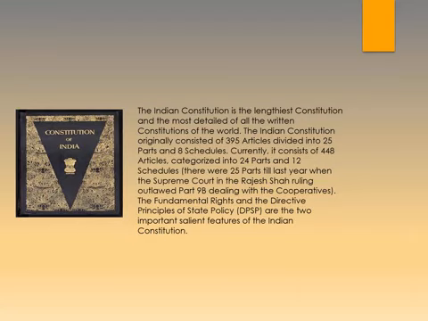The Indian Constitution, when it came into force in 1950, consisted of 395 articles divided into 25 parts and 8 schedules. But now it consists of 448 articles categorized into 24 parts and 12 schedules. Till last year, there were 25 parts in our Indian constitution, but after the Rajesha ruling by the Supreme Court, Part 9B dealing with the cooperatives was outlawed, which led to the constitution now having 24 parts only.